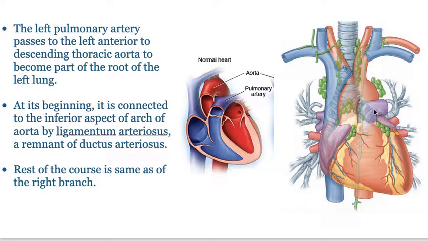The left pulmonary artery passes to the left, anterior to the descending thoracic aorta, to become part of the root of the left lung. At its beginning, it is connected to the inferior aspect of the arch of the aorta by the ligamentum arteriosum, which is a remnant of the ductus arteriosus. The rest of the course is the same as that.